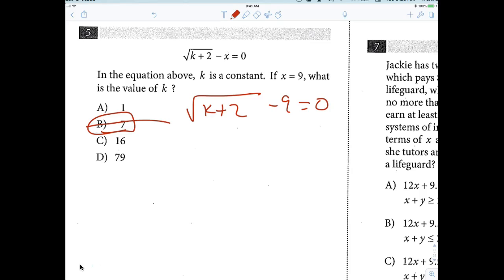16 plus 2 is 18. The square root of 18 minus 9 is not 0. That's 79. Thank you. I thought you had an adjustment back there. That one right. 79 plus 2 is 81. Square root of 81 is 9. 9 minus 9 is 0.